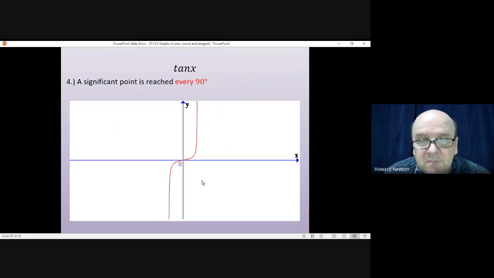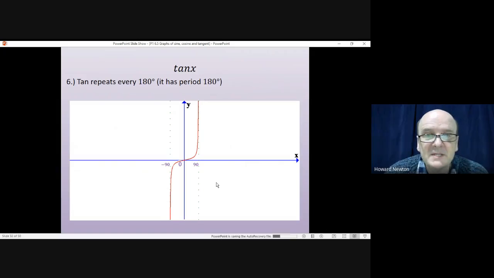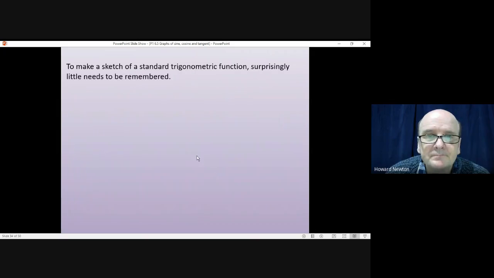A significant point is reached every 90 degrees. Well, if this is 0 here, this asymptote here will be at 90, and this asymptote here will be at -90. Tan then repeats every 180 degrees. So this shape just keeps on repeating again and again, every 180 degrees. And it still repeats every 360, but it repeats more frequently than that. It repeats every 180 degrees.